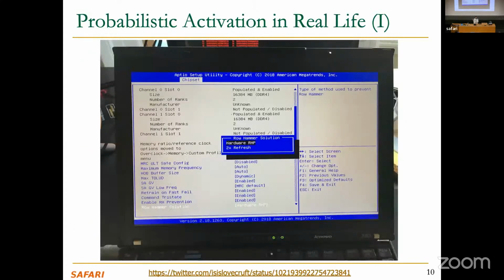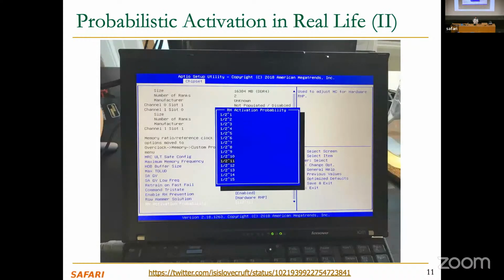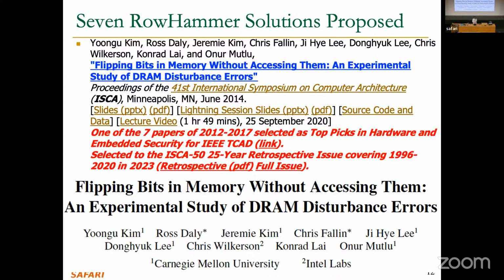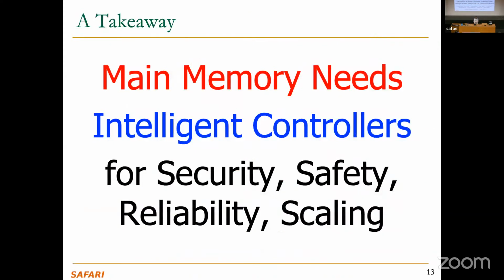And we saw this picture. This is a real system where you can enable PARA and even configure the probability threshold. And it was proposed in this paper. So the takeaway of the flipping bits paper is that main memory needs intelligent controllers for security, safety, reliability, and scaling.